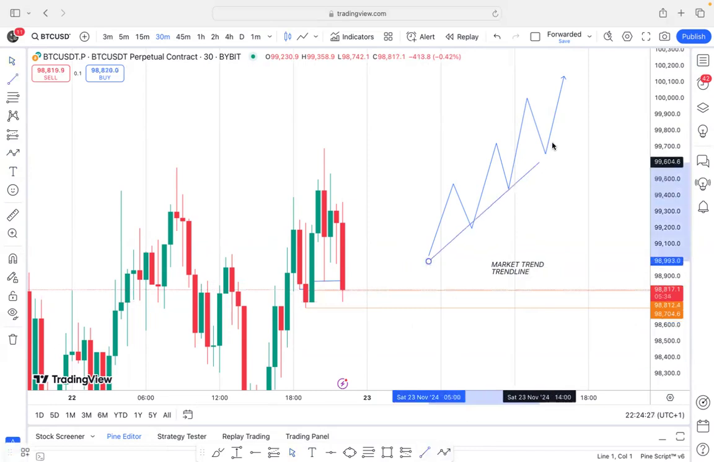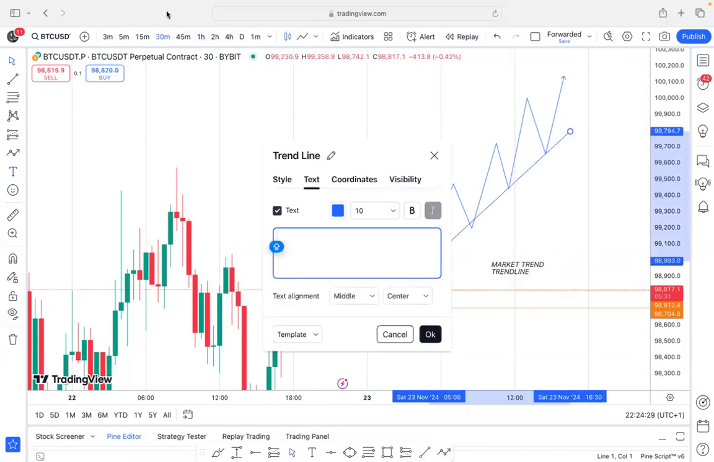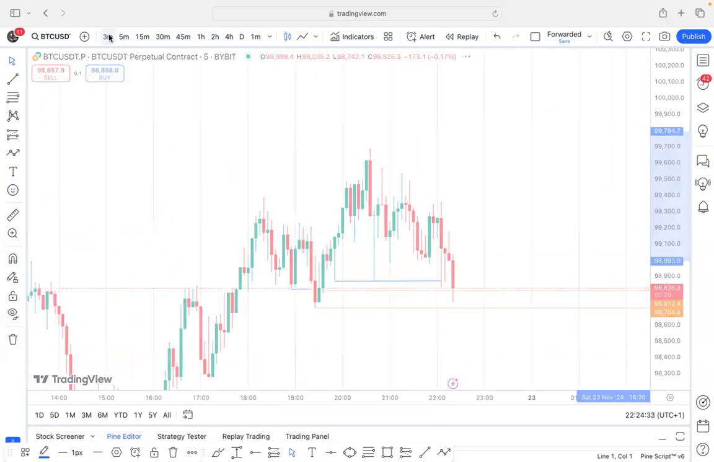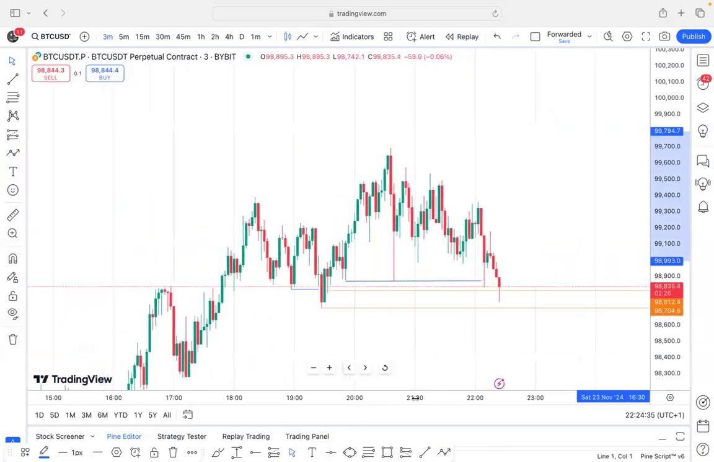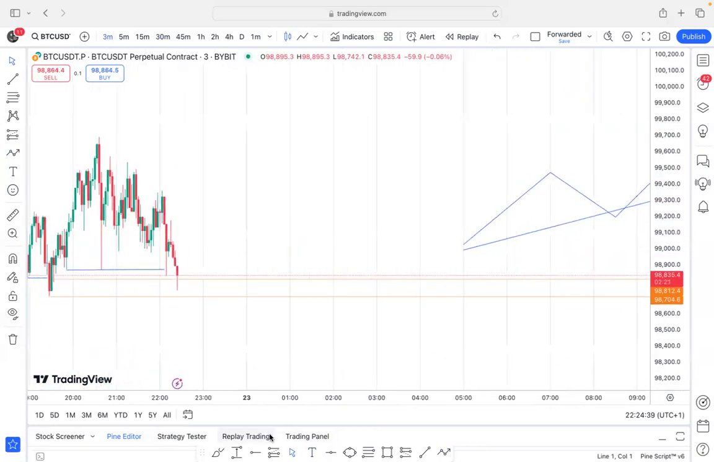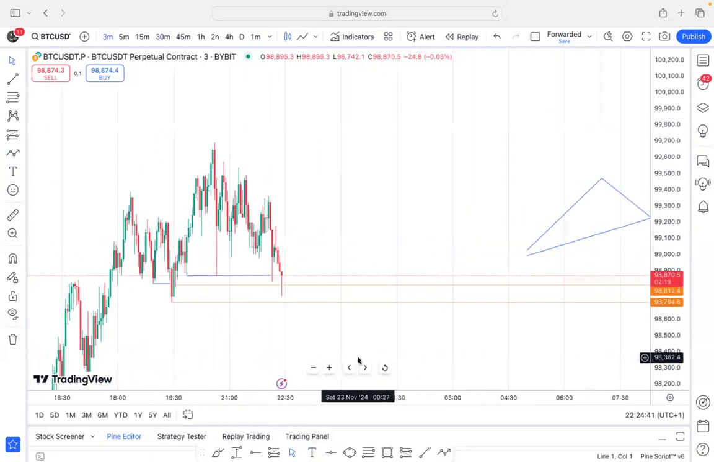I think we're just buying Bitcoin right now. Bitcoin has swept liquidity, and if you have funds there, you can take the buy. If you have your account funded, buy Bitcoin right now.